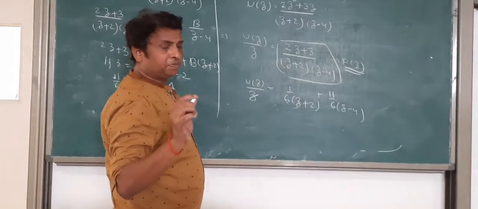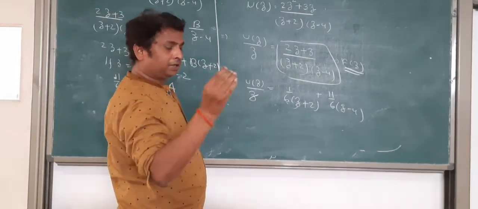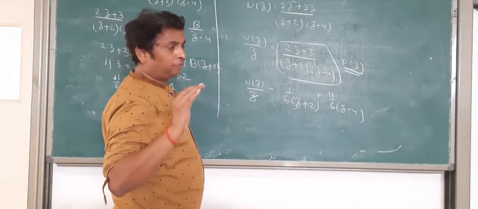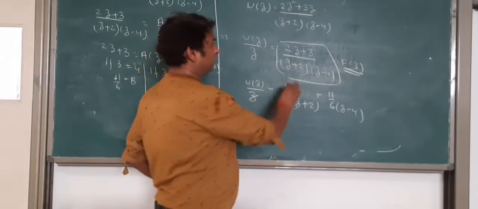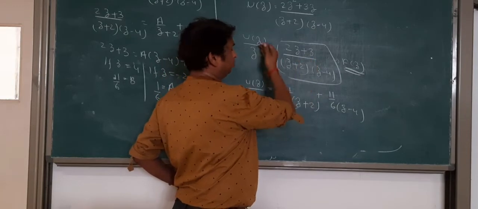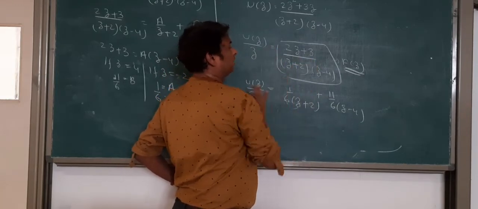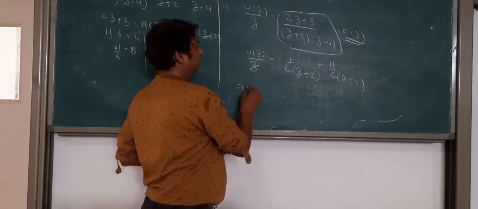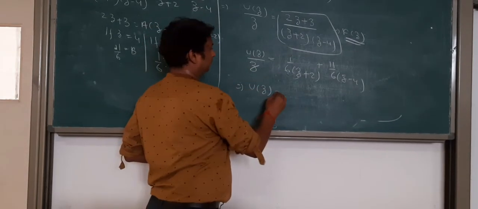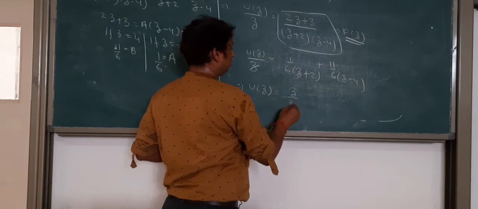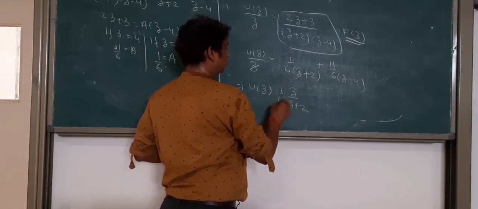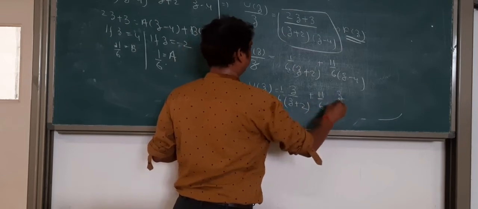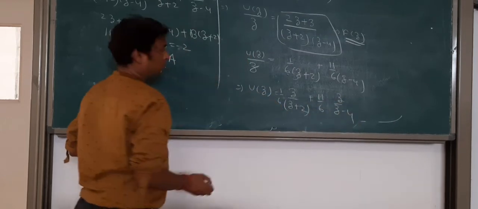So what is your first step? Whatever U(z) is given, divide by z. Second step, find F(z), which means U(z) by z only, and do its partial fraction. Once the partial fraction is over, again take z to that side. What do we have? 1 by 6 times z upon z plus 2, plus 11 by 6 times z upon z minus 4.